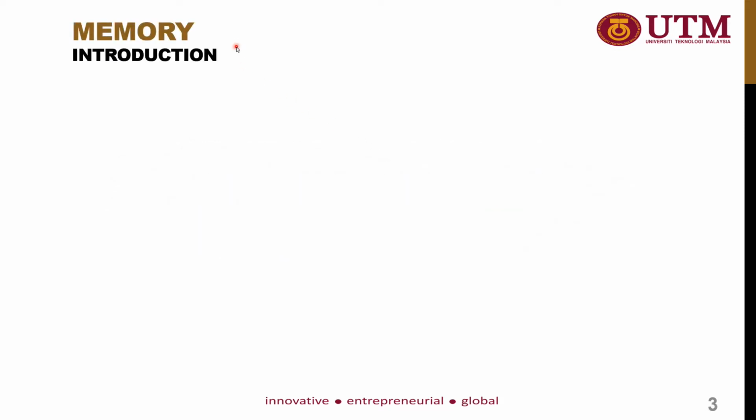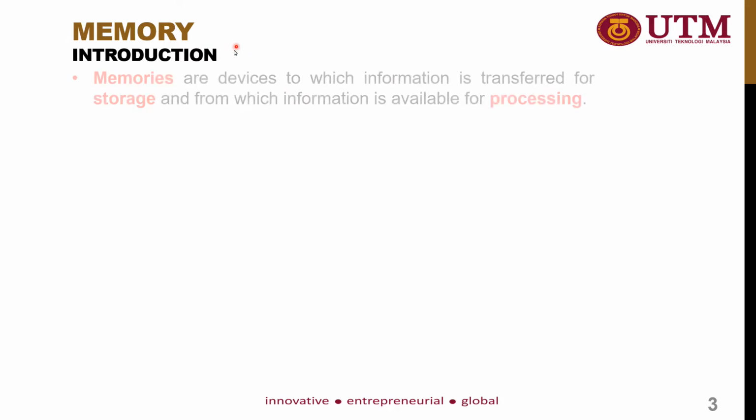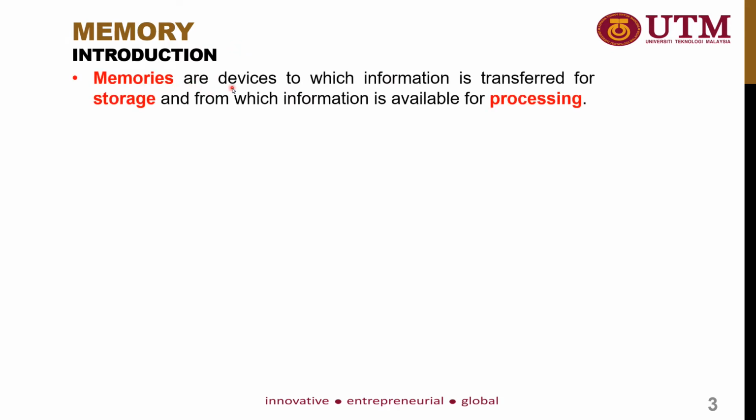So what actually are memories in digital circuits? Memories are devices to which information is transferred for storage and from which information is available for processing. So basically in digital circuits, memory is used to store information, and that information must always be available for processing. In a digital circuit, there are two types of memories.